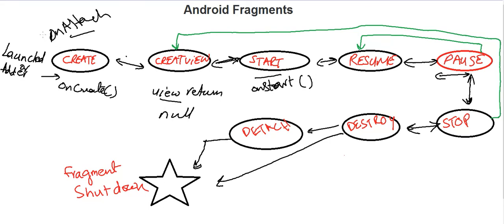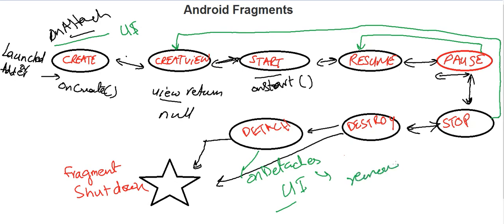So the attach and detach. Attach, for example, attaches the fragment to the UI of the Android activity, and the detach detaches the fragment from the Android UI. Remember that detach and remove are not the same, but we will see the details a little bit later.